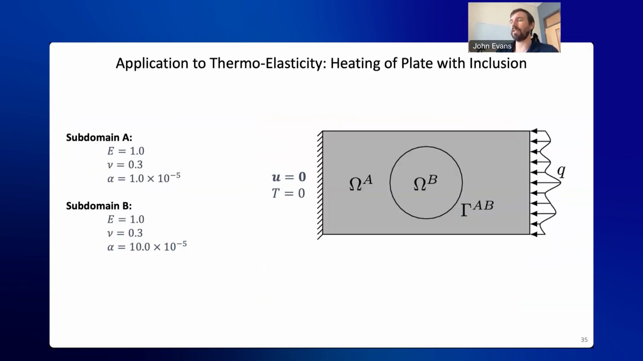And we can also analyze multiphysics problems such as thermal elasticity. So this is a simple example of heating of a plate with an inclusion. And here are the Young's modulus and Poisson ratio for the two different subdomains in this case. And here we've got thermal elasticity, and here's our alpha for these cases as well.